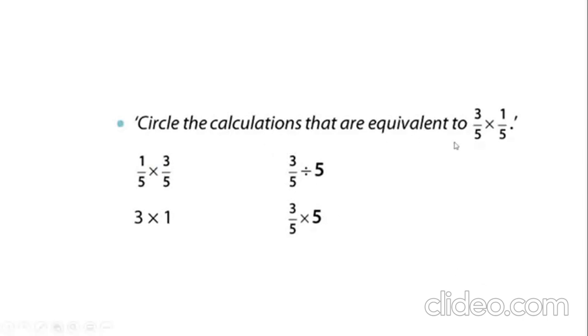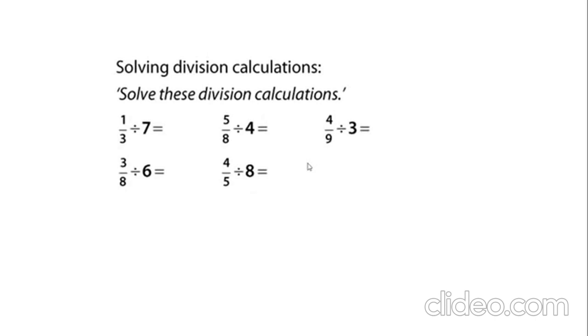Circle the calculations that are equivalent to 3/5 multiplied by 1/5. Which ones of these are the same, mean the same thing? Pause the video. Okay, so this one's the same. They've just swapped them round. This one, is this the same? 3/5? Yeah. Divided by 5. Yes, this one's the same. This one, no. This one, no. There's the top two. Did you get it right?